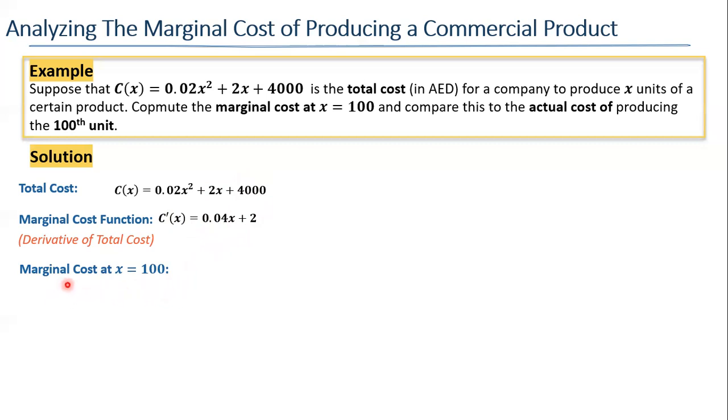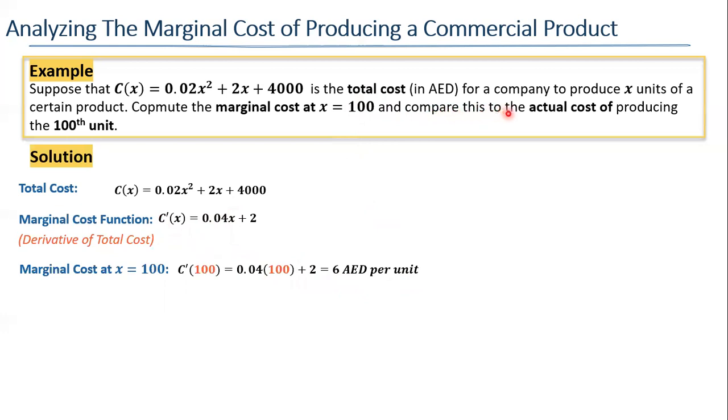To find the marginal cost at x equal 100, we'll substitute x by 100 in C prime. So 0.04 times 100 plus 2 equals 6 dirhams per unit. This is the marginal cost at x equal 100.